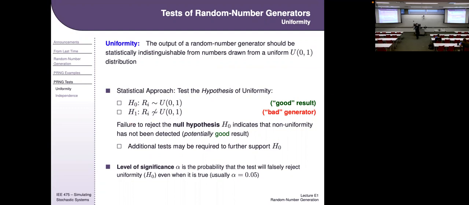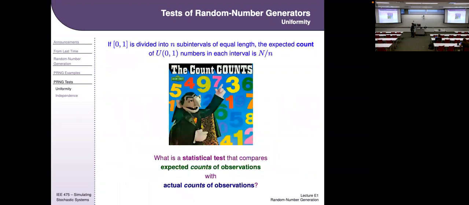And so we need a statistical test that will look at these numbers and see how far away they are from the null. And that test is going to have a level of significance, which is the probability that we falsely reject uniformity. So how often is a uniform output of numbers going to be flagged by our test as being non-uniform? And we want that to happen less than, say, 5%. So that's what we're saying here.